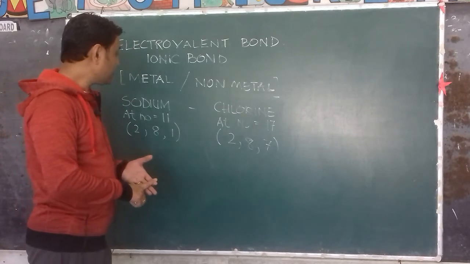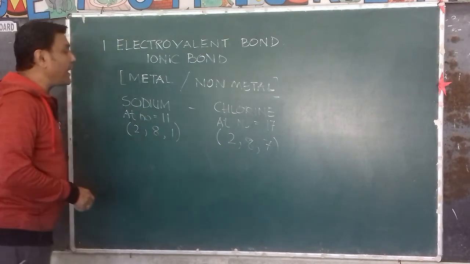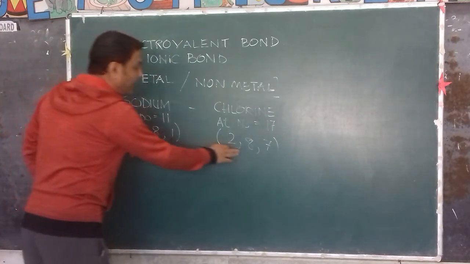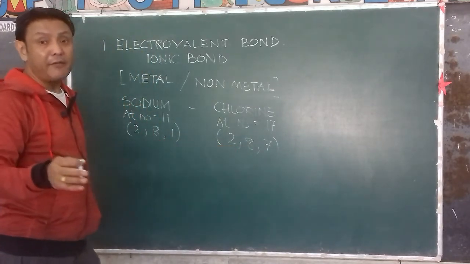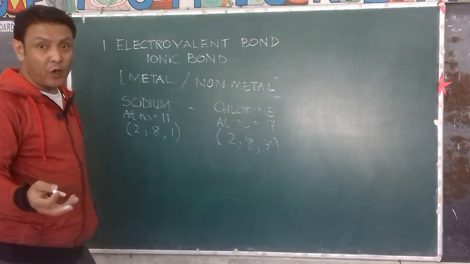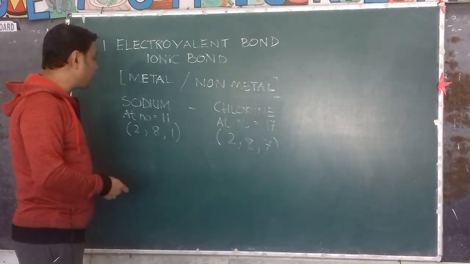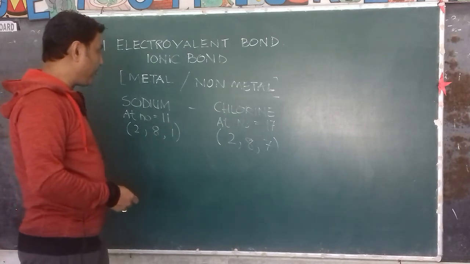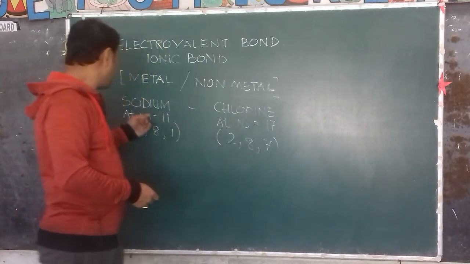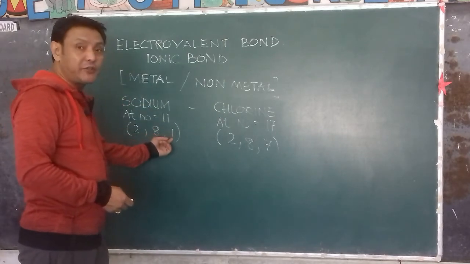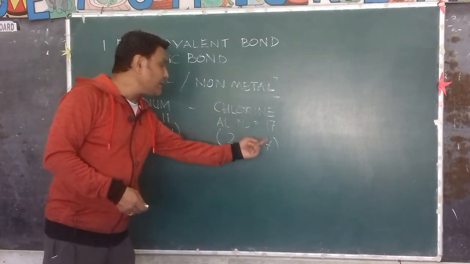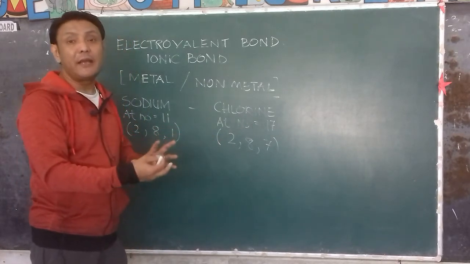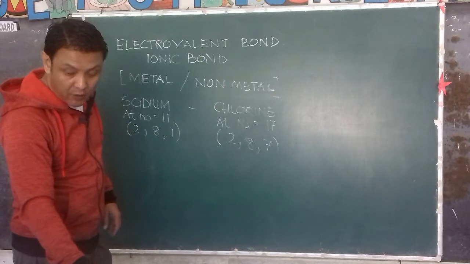So why do elements combine? Elements combine to have 8 electrons in the outermost shell. They must have 8 electrons to have a stable electronic configuration, as we all know. So to have a stable electronic configuration means to have 8 electrons in the outermost shell. Therefore they combine. Sodium has 1 electron in the outermost shell, and chlorine has 7 electrons in the outermost shell. So they combine together to have a stable electronic configuration. Now how? I'm going to tell you.